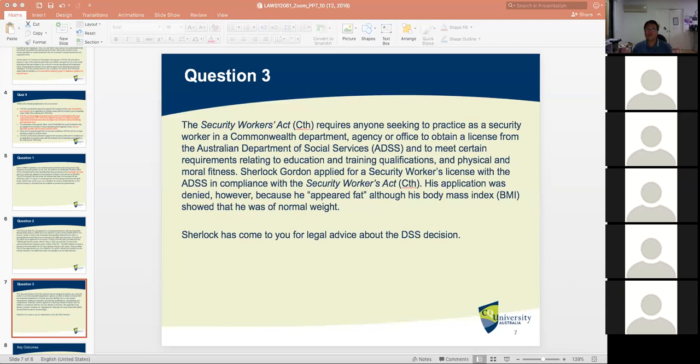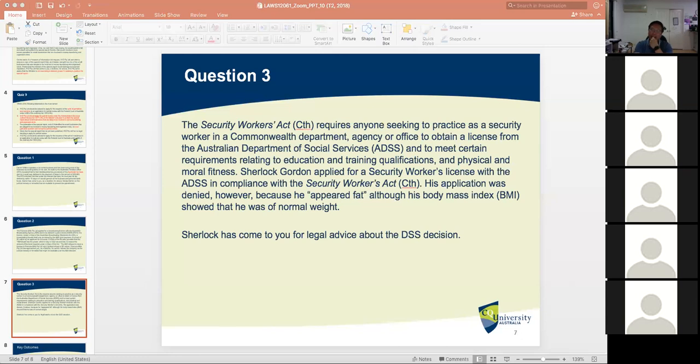what is the end result? If the prayer is for the court to quash the decision of the ADSS not to grant Sherlock Gordon a license, would it mean that Sherlock Gordon ends up with a license? He still doesn't have a license, right? Is that correct? Okay. You're right. Karina is correct.